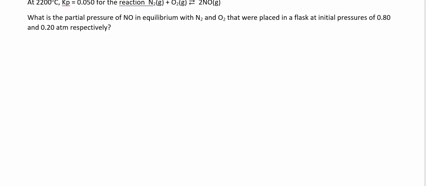N2 plus O2 creates an equilibrium to NO. So what is the partial pressure of NO in equilibrium with N2 and O2 that were placed in a flask at initial pressures of 0.8 and 0.2 respectively? We're dealing with a Kp, so we're dealing with pressures. So the Kp of this reaction is equal to 0.050, and that is going to be equal to the pressure of NO squared over the pressure of N2 times the pressure of O2.